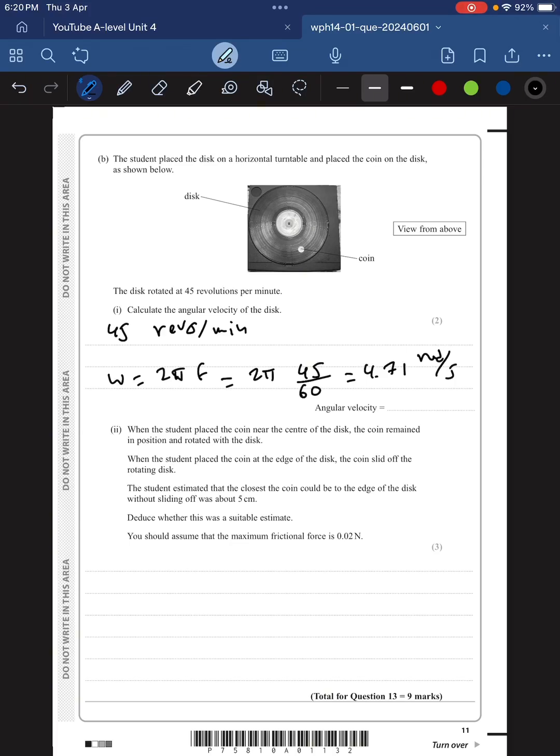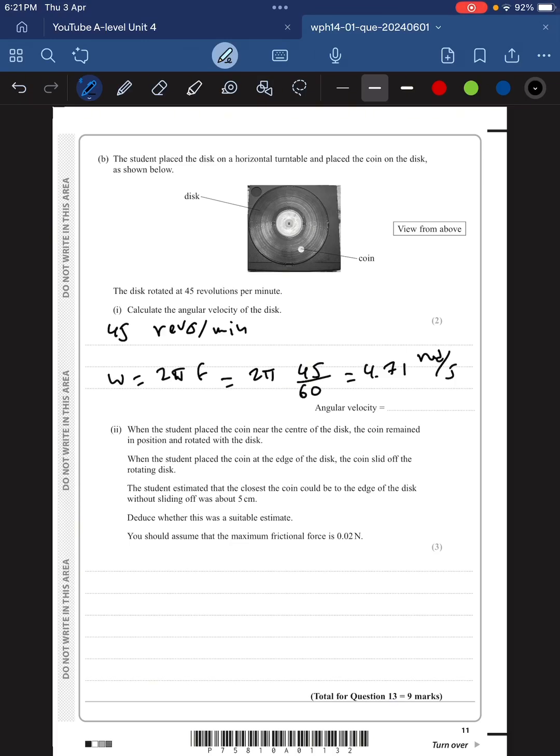Part 2. Let me see. When the student placed the coin near the center of the disk, the coin remained in position and rotated with the disk. When the student placed the coin at the edge of the disk, the coin slid off the rotating disk. The student estimated that the closest the coin could be to the edge of the disk without sliding off was about 5 centimeters. Deduce whether this was a suitable estimate. You should assume that the maximum frictional force is 0.02 newtons.